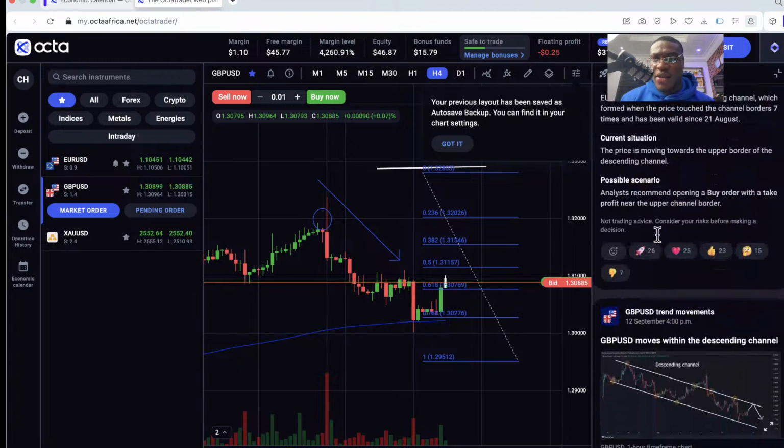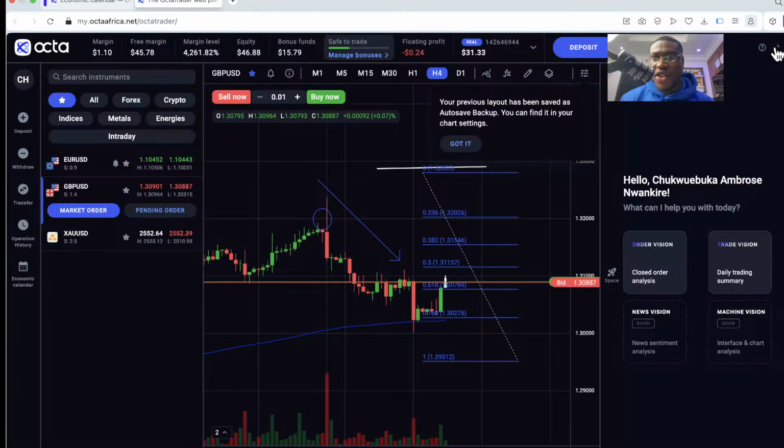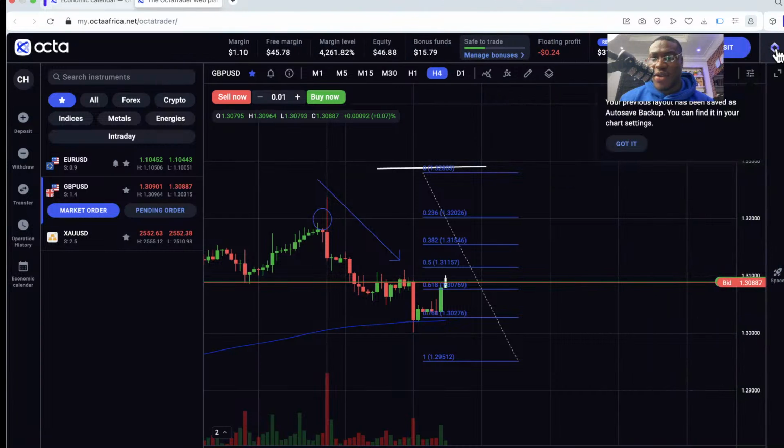And we also have Octa Vision. But before I go to Octa Vision, I want to know in the chat if you guys have any questions for me. Let me know in the chat if you guys have any questions for me.